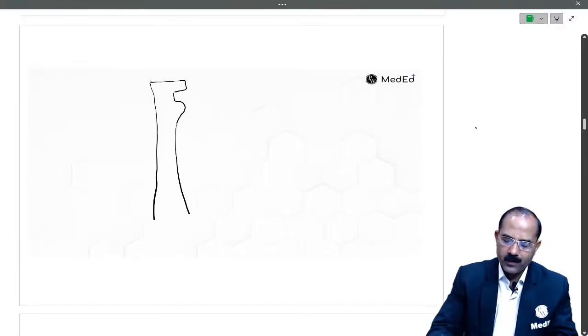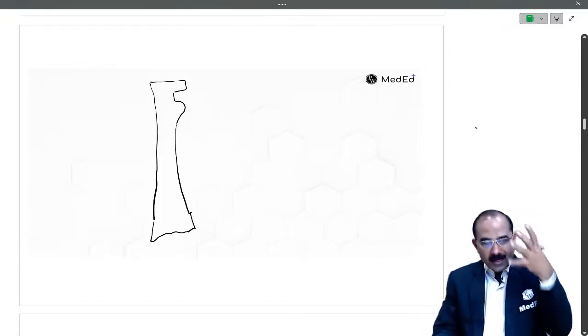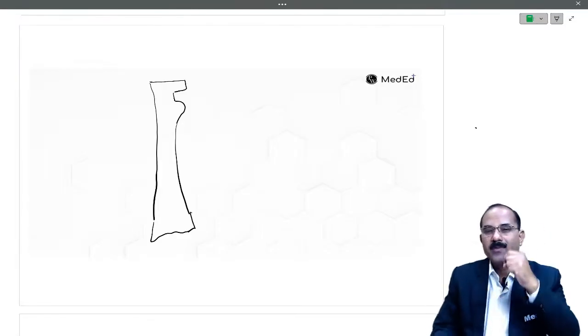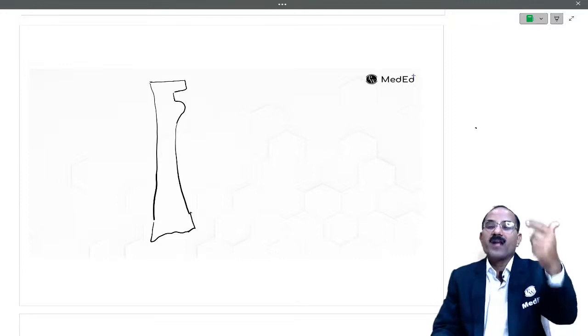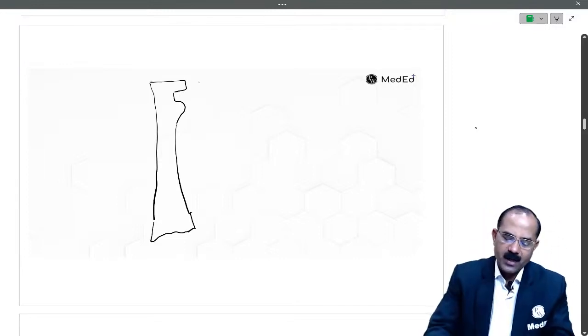What is the type of epiphysis, if that's a question asked? Radial tuberosity. Have I not told you? Any elevation which is formed on the bone because of the pull of the muscles is a traction epiphysis. The radial tuberosity is an example of traction epiphysis. That's the ulna here.